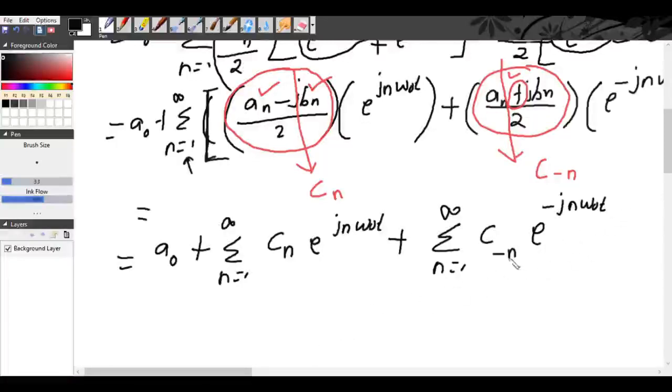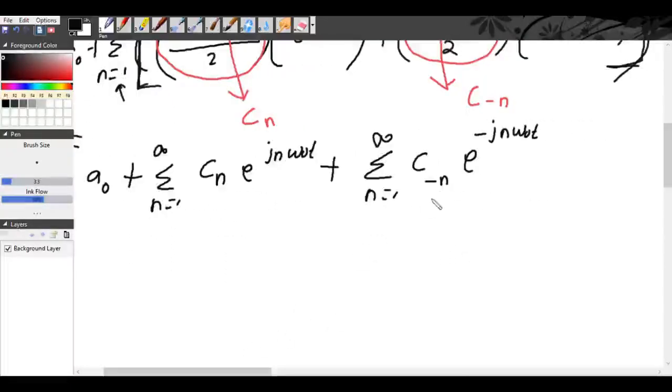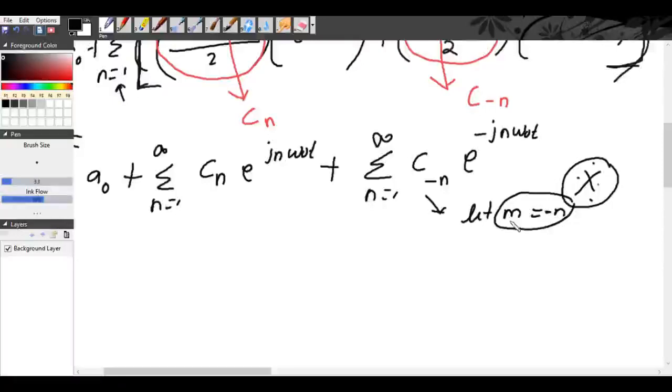I hope there is no problem here in understanding. Now this one, I am going to apply a trick. You may understand very quickly why I am doing this actually. Let m is equal to minus n. I am introducing a very important step, this one. So let m equal to minus n. I am going to use a dummy variable to represent the minus n actually.